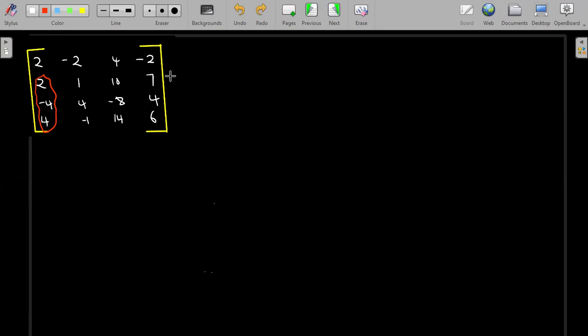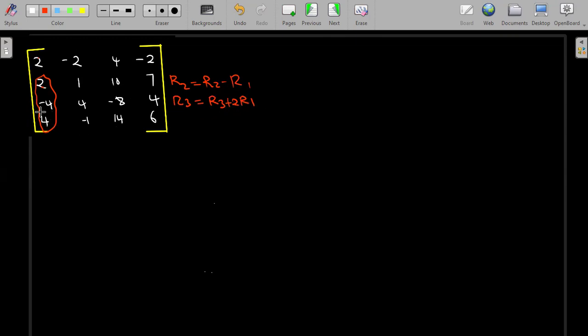We're going to apply a row operation. Row 2 will be row 2 minus row 1, so this part becomes 0. Then row 3 will be row 3 plus 2 of row 1. I have minus 4 there, and 2 of row 1 gives me a positive 4, so that will give me a 0.